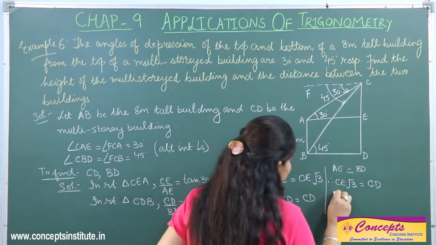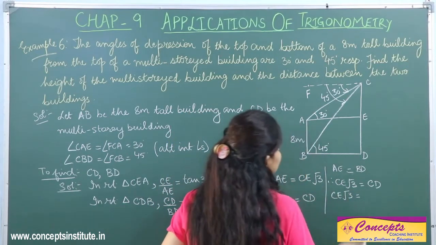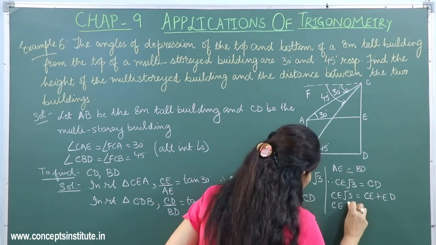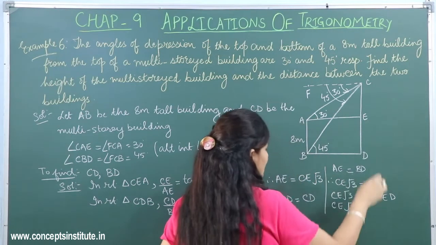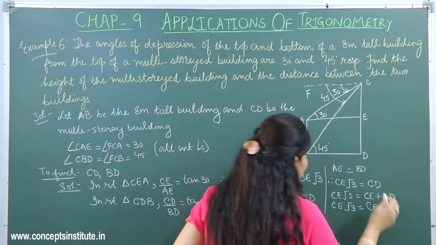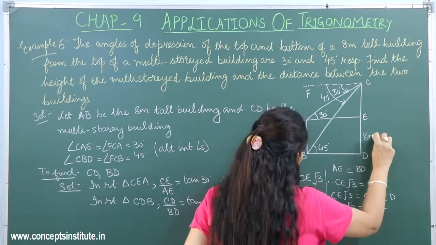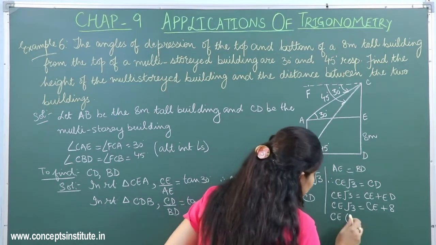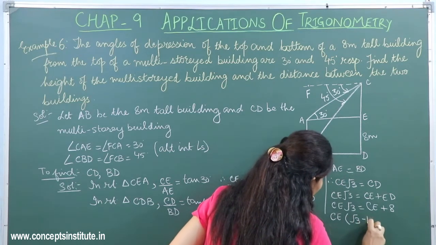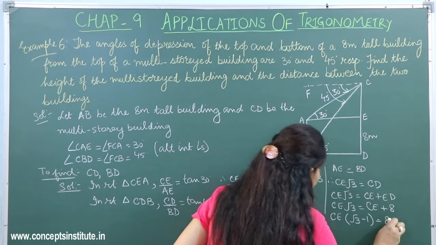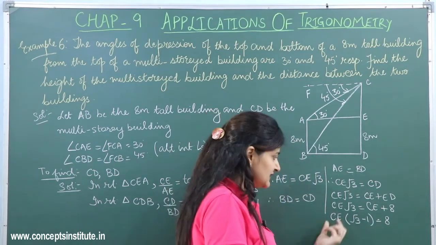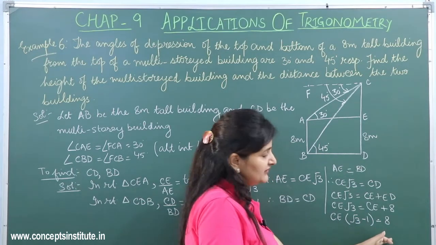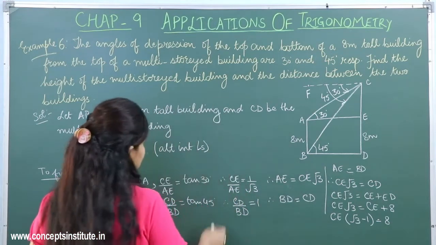Now what is CD? CD is nothing but CE plus ED. So I can write CE root 3 equals CE plus ED. Now what is CE? I don't know, but what is ED? ED is the same as AB, which is also 8 meters, right? So if I take the other CE to this side, in the bracket I would get root 3 minus 1 and this is equal to 8. I hope you got it. I have taken CE to the other side. So now to find the value of CE, I have to take this to the denominator of the other side.